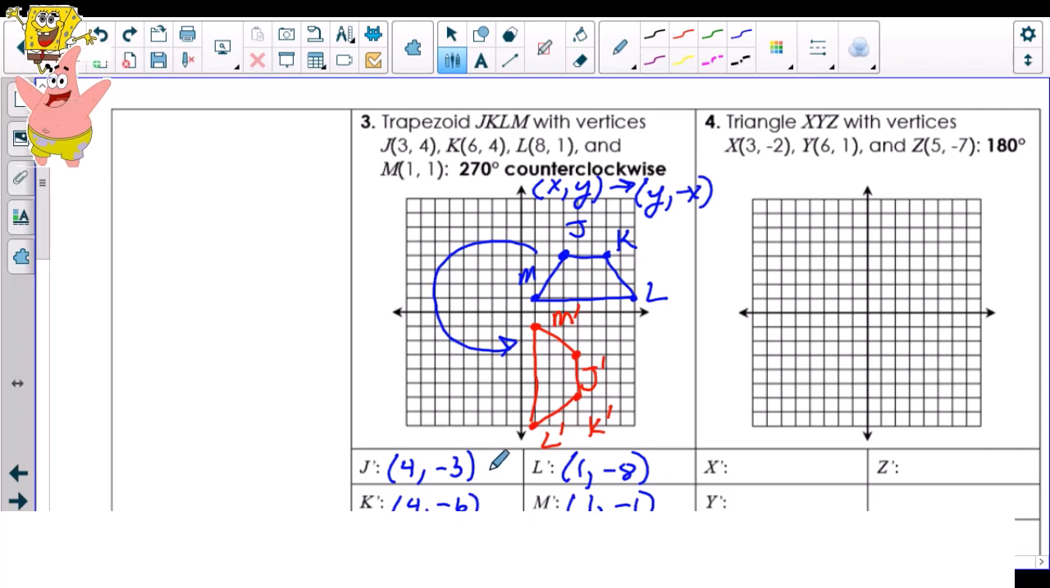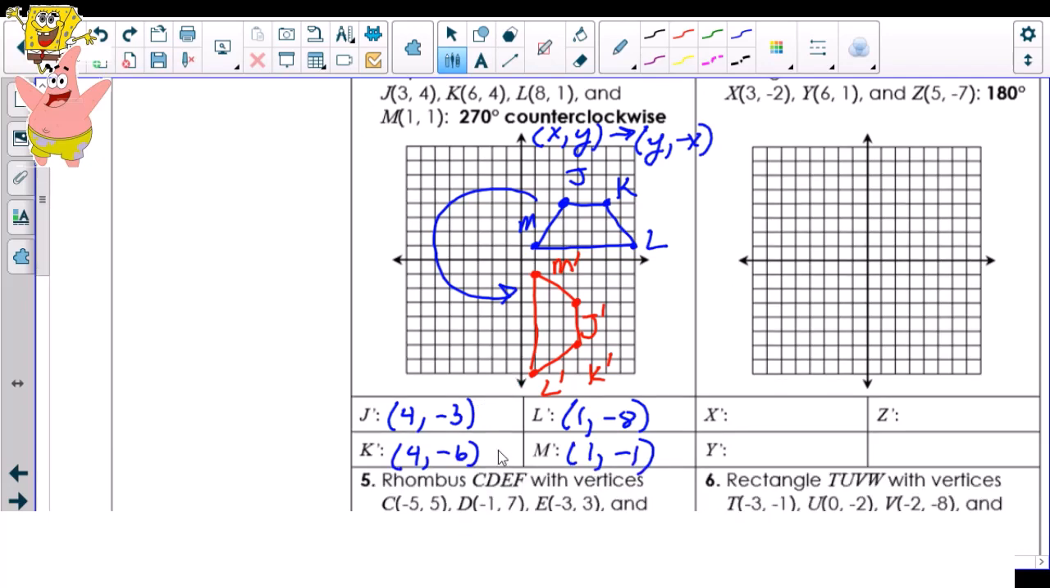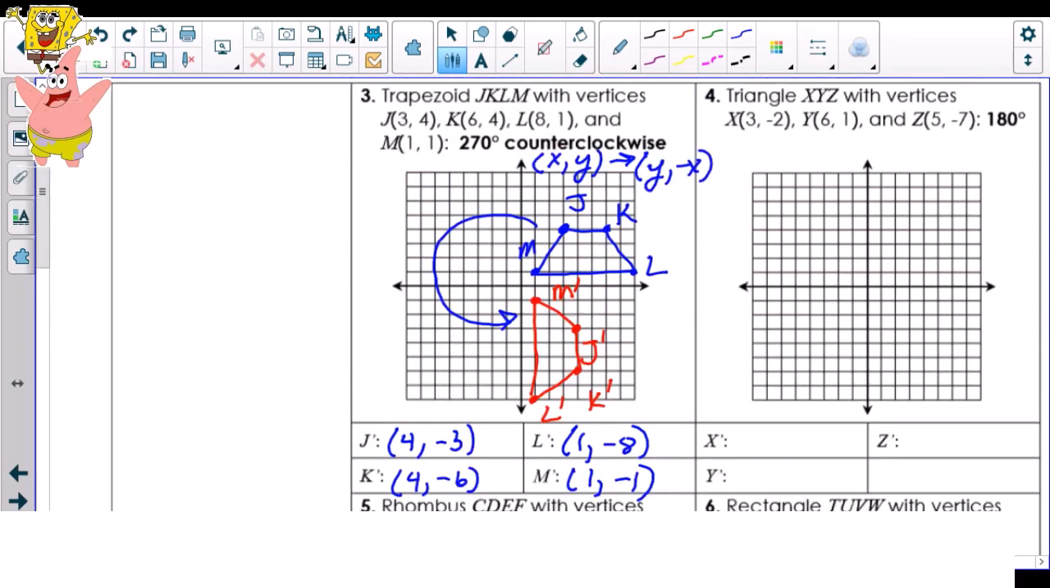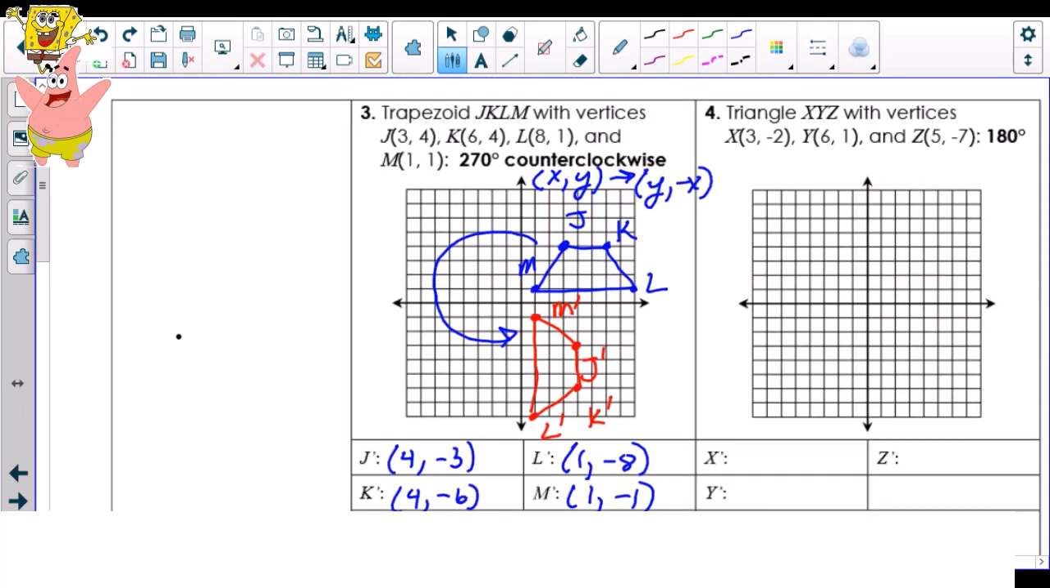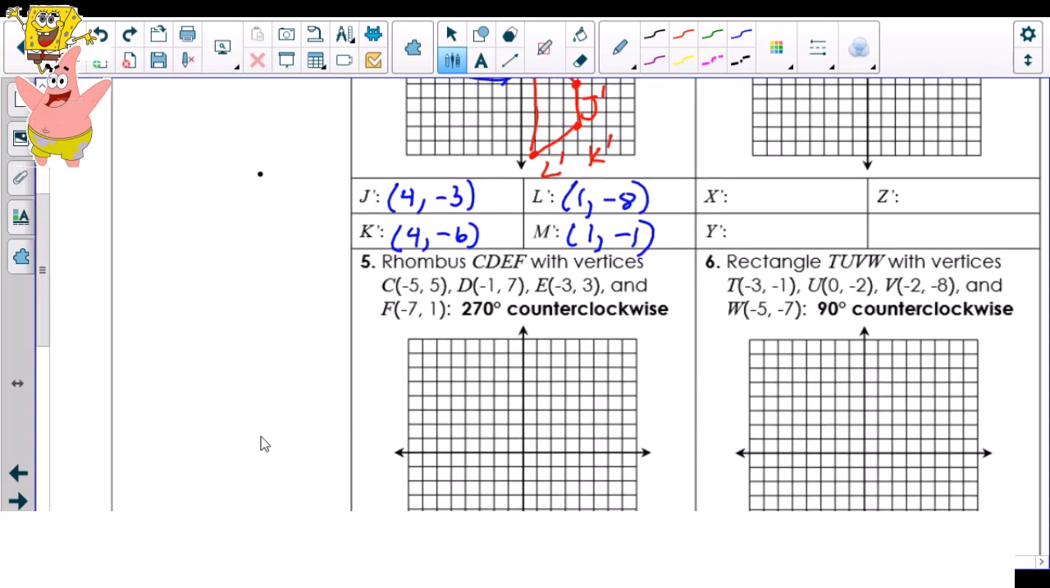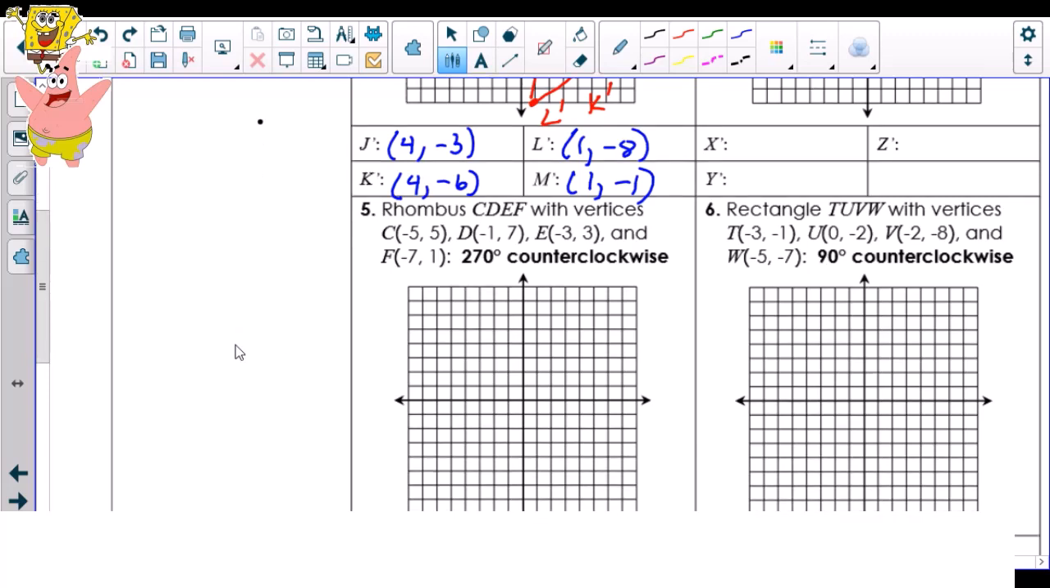Okay? So I know this is not super difficult. It's just a little tedious. So I want you to do number 5. Let's have you do number 5. Okay? So I want you to pause the video and try number 5 on your own, and then we'll come back and see how you did.